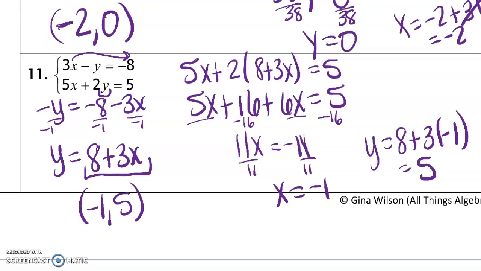So again, if you don't have a variable that's already by itself, the first thing you need to do is change an equation so you do have a variable by itself. Then you plug your expression into the other one and continue solving.